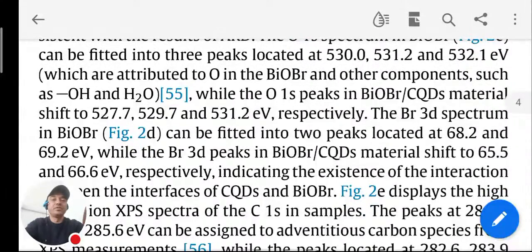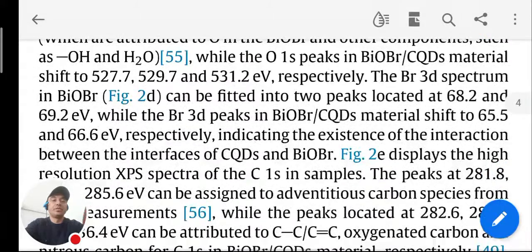The Br 3d spectrum in BiOBr can be fitted into two peaks located at 68.2 electron volts and 69.2 electron volts, while the Br 3d peaks in the BiOBr carbon quantum dot material shifted to 65.5 and 66.6 electron volts respectively, indicating the existence of interaction between the interfaces of carbon quantum dots and BiOBr.